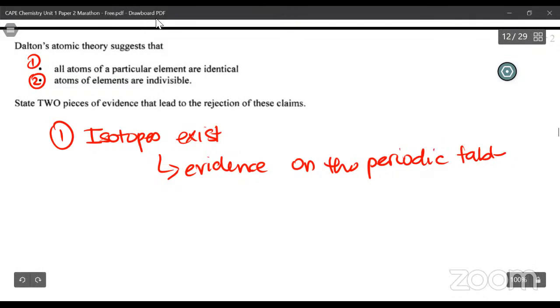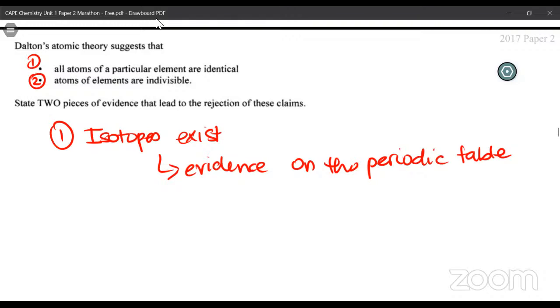you'll notice that the relative atomic masses are actually decimals and not whole numbers, right? And this is telling you that the relative atomic masses are actually an average of the isotopic masses, right? So that's what would give you your little evidence that all atoms of a particular element are in fact not identical, right? So that's the first evidence that led to the rejection of that first claim there.